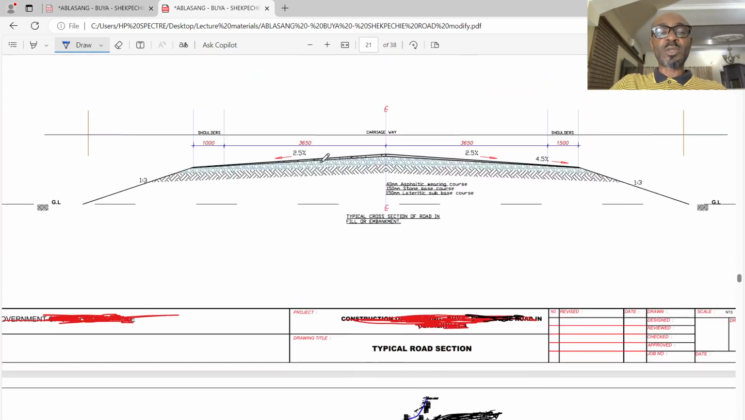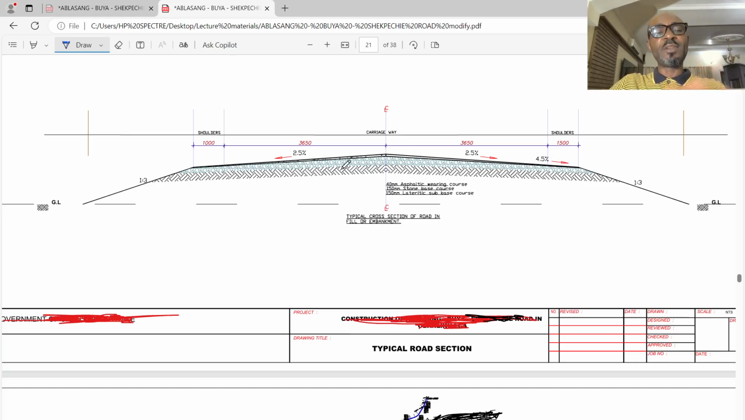Then this other section is talking about where you are going to fill above the ground level. As you can see, the ground level is beneath the formation level, and you are having an embankment, where you are going to fill and create an embankment. So this is where you are going to apply these details. So you see that there are different details for different locations as you go. So the terrain will determine where you are going to apply either of these sections.